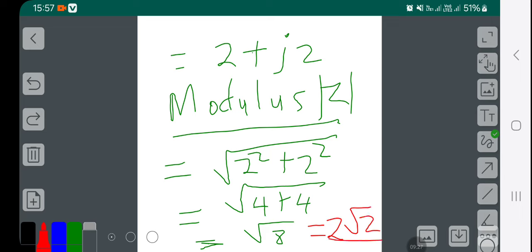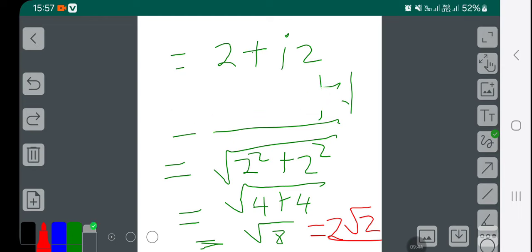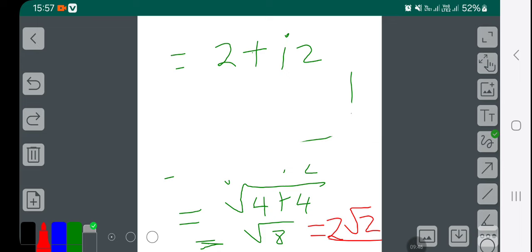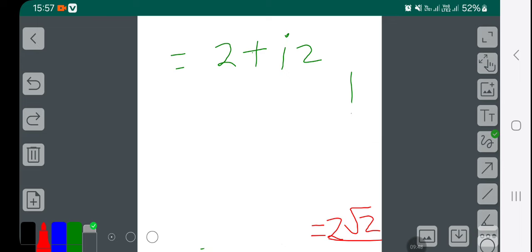I hope it's very clear. It's very easy to find your modulus. So from there, what is next? How do you find our argument? The argument, as you can see, let me try to draw the Argand diagram. Your Argand diagram is in the form of a Cartesian form.